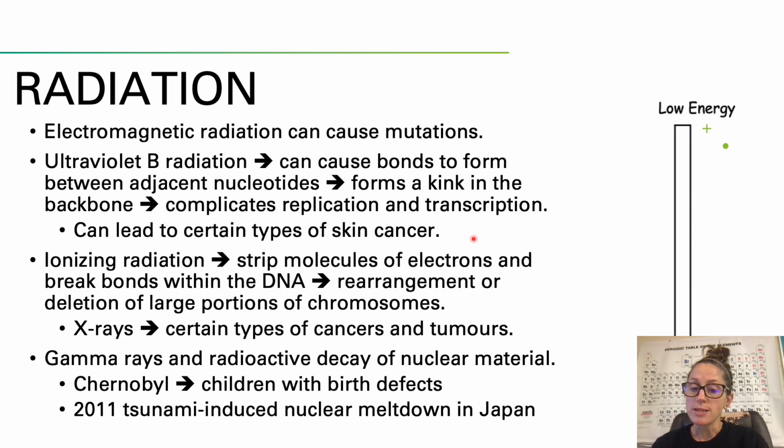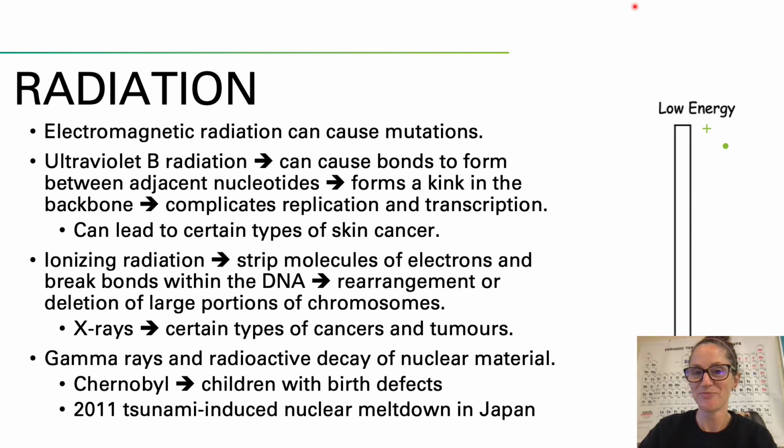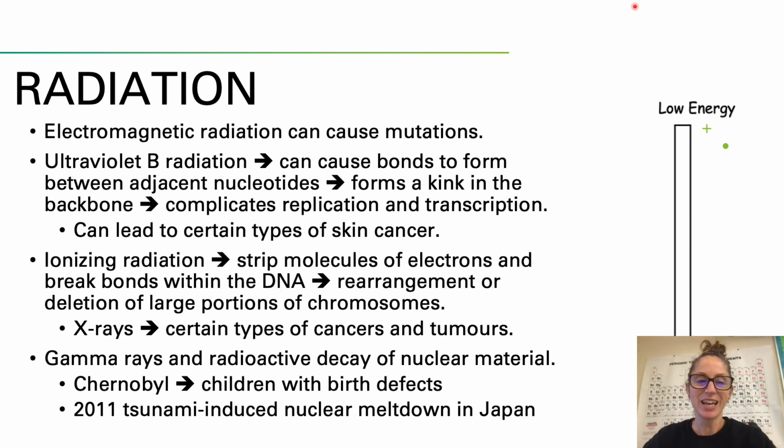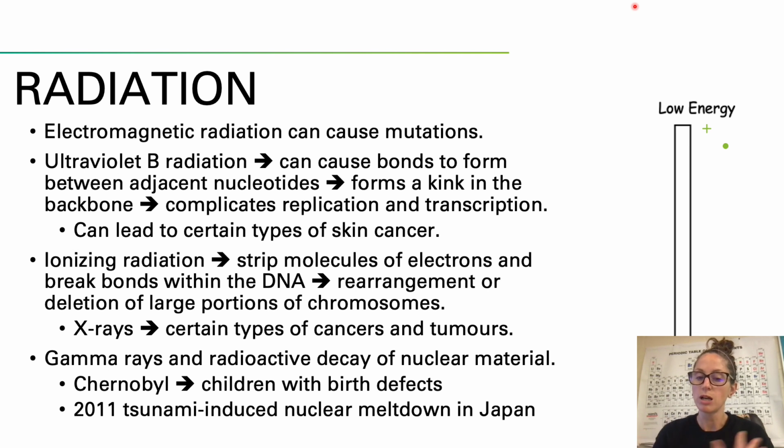There's also ionizing radiation, which strips molecules of electrons and will break bonds within the DNA. So we end up with a rearrangement or a deletion of large portions of chromosomes because of this. X-rays, for example, will cause certain types of cancers and tumors. So that's why when you're getting X-rays, you do that minimally, and you put on that big lead apron on whatever is not being X-rayed.